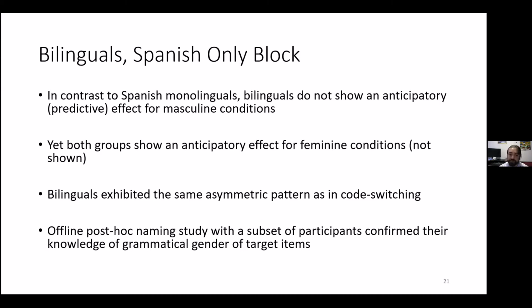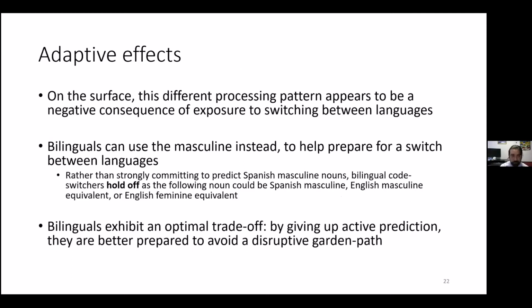Now, one of the interpretations of these findings, which we got in our feedback oftentimes, was, well, this might be a sign of attrition. This might be a sign that the bilinguals are using masculine as a default strategy, even in the Spanish monolingual context. At least one of the reasons why I don't think that's the case is because, with a post hoc naming study, gender is intact. So the idea is that they're still able to access this knowledge of what the gender of these items are. This is not a hard task. It's about what they're doing in processing.